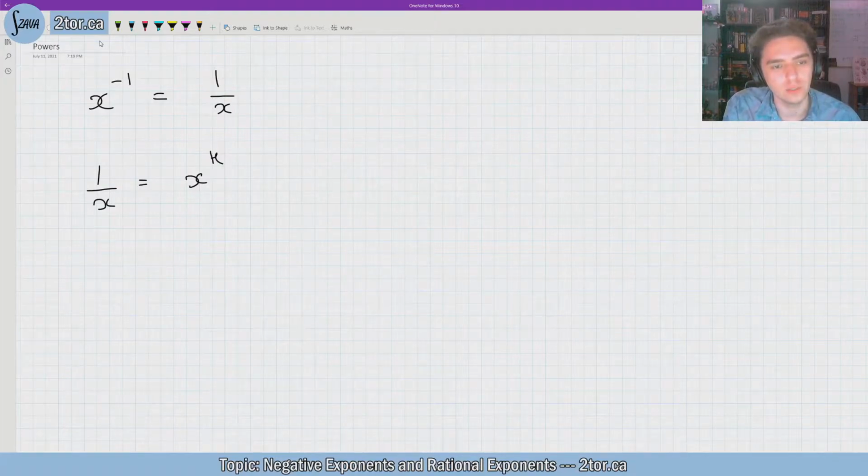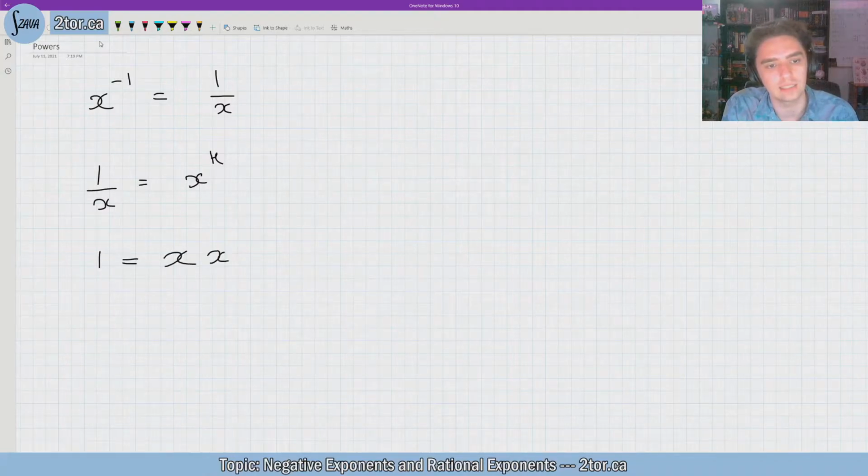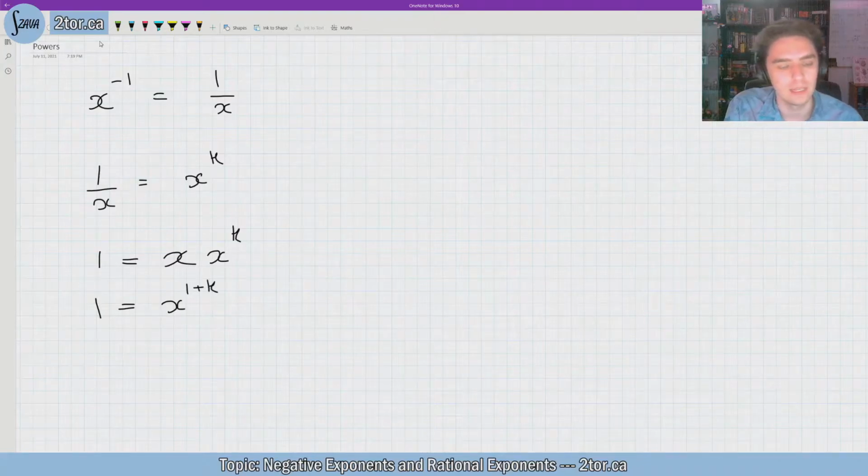Right? So I'm going to do this just by starting by multiplying both sides by x. So I would get 1 equals x times x to the k. Okay. Then I would do 1 equals, using my power rule here, x to the 1 plus k. Next, I want to rewrite 1 over here as x to the 0. So I'm going to write that on the next line. x to the 0 equals x to the 1 plus k.